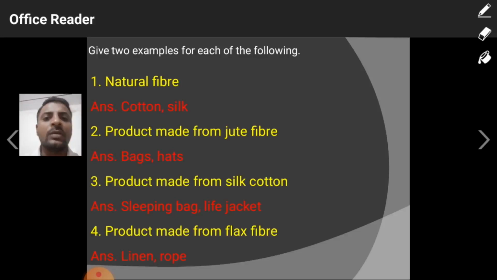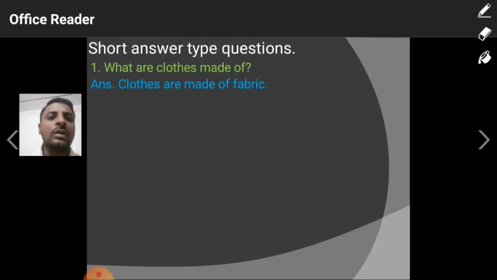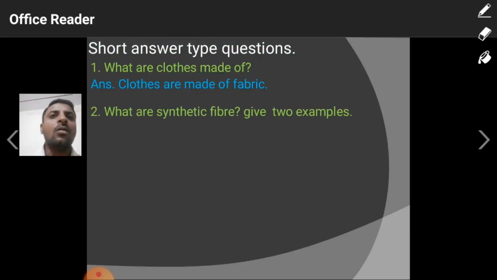Now we are going to the question answers, short and long, that you have to write in your FNB. So let's see the next question, short answer type questions. First one is, what are clothes made of? Clothes are made of fabric. Next is, what are synthetic fibers? Give two examples.